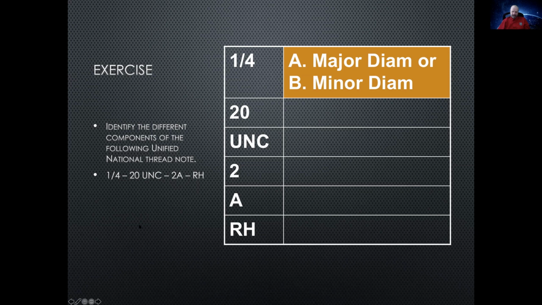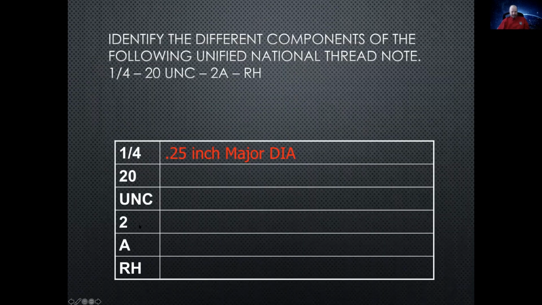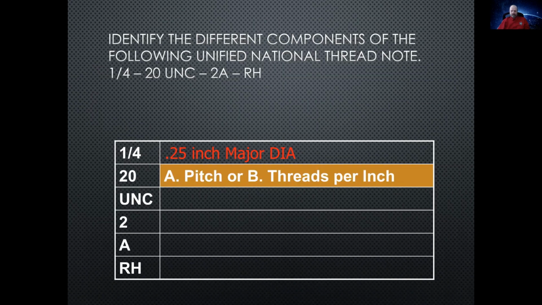Okay, yeah, it's the major diameter, good job. Okay, so it's a 1/4 inch. All right, so what about the 20? Is that a pitch or threads per inch? Remember, pitch is the distance between threads. So when we're doing a unified spec, an English spec, one for inches, is it A or B? Anybody want to guess? Think about it.